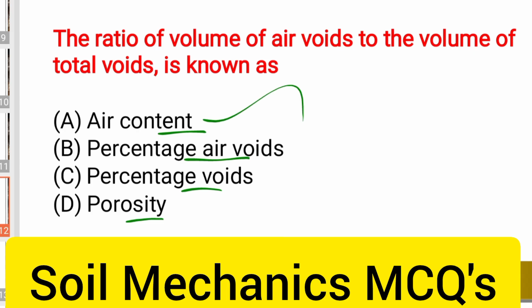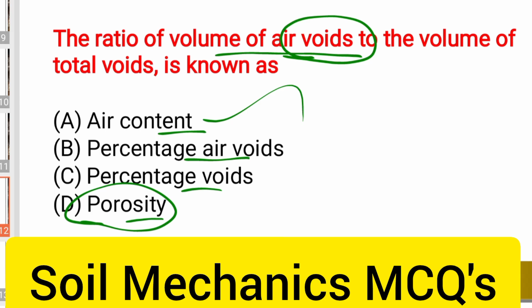So in case they are asking volume of voids to the total volume, it is called porosity. Okay, so here the volume of air voids to the total volume, that is, volume of air voids divided by total volume, is called air content.